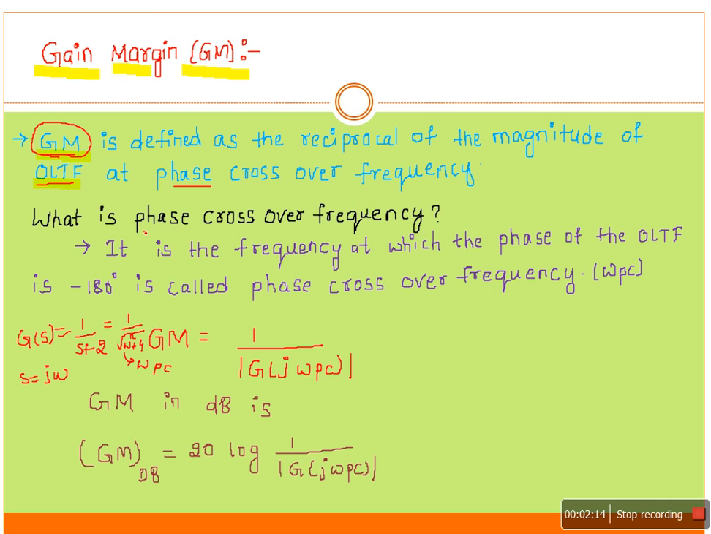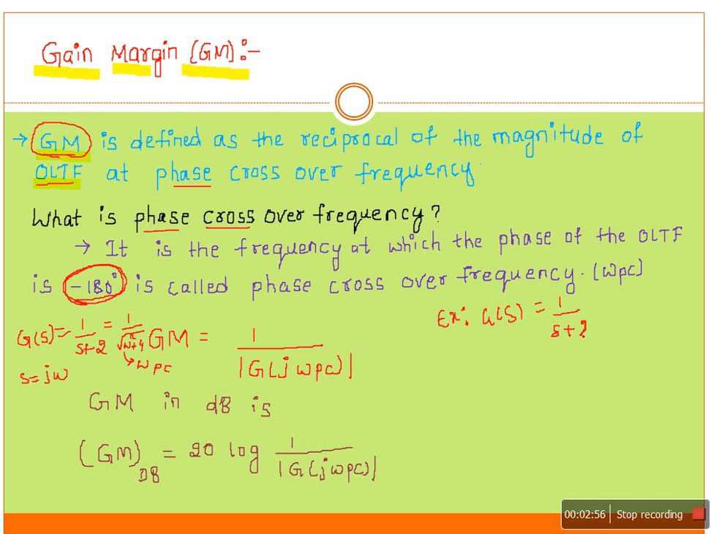Then, what is the phase crossover frequency? The phase crossover frequency is the frequency at which the phase of the open loop transfer function is equal to minus 180 degrees. So in order to understand the gain margin and phase crossover frequency, I will take the same example. If the open loop transfer function G(s) equals 1 by s plus 2.